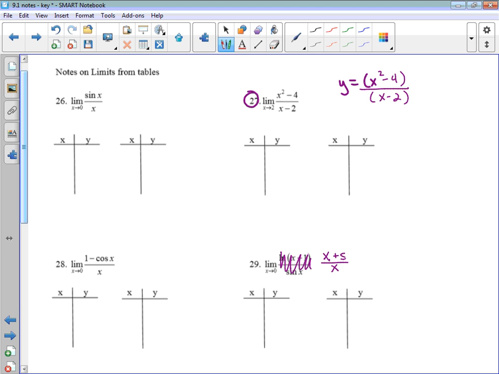All right, guys. Do you see how I've written next to this y equals? This is what you graph. You do not graph the limit part, okay? Graph the function.